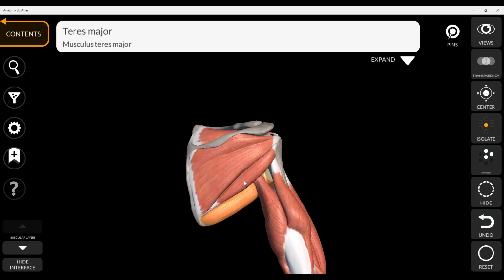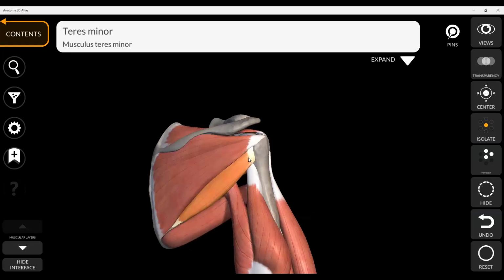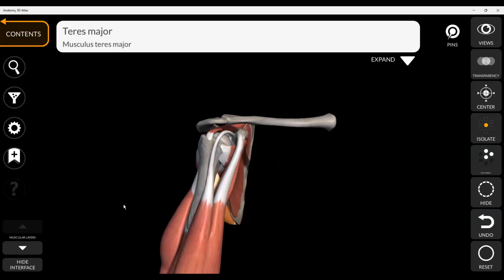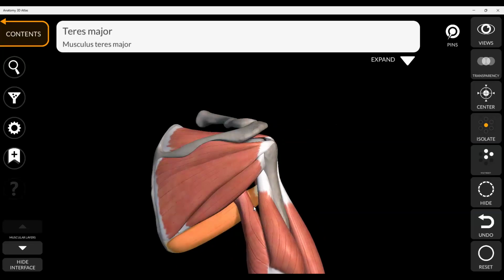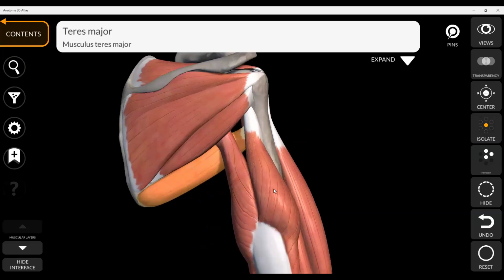Remember, teres minor is a part of the rotator cuff muscles, but teres major is not a part of the rotator cuff muscles. Teres minor attaches at the greater tuberosity, but teres major goes towards the anterior side and attaches close to the middle lower part of the humerus. And posteriorly, there is one important muscle with its three attachments.